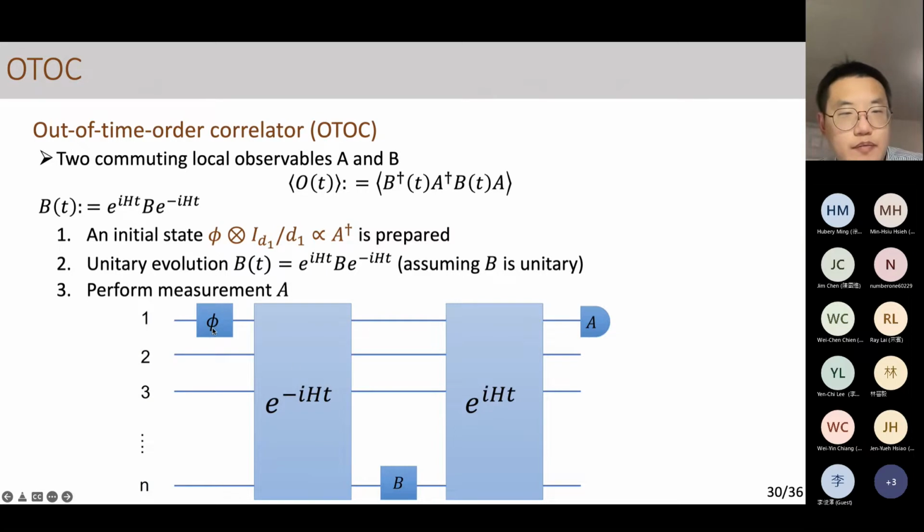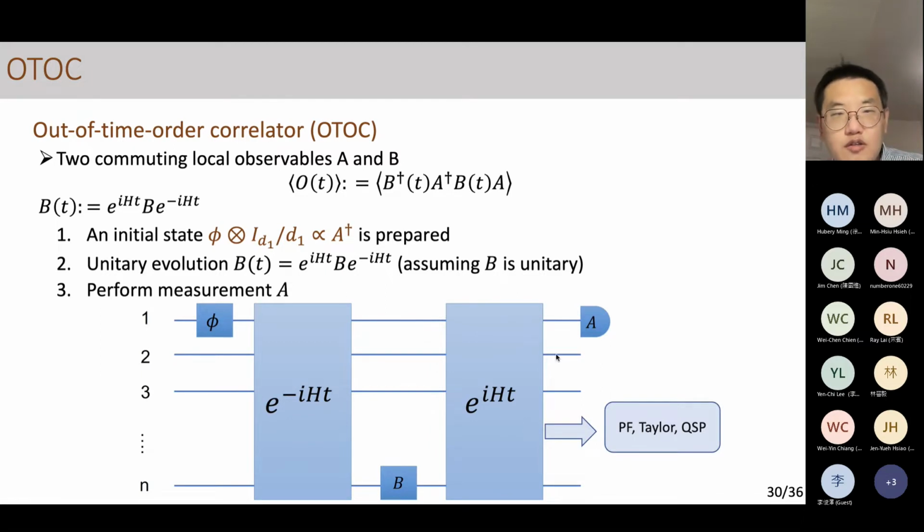Here you can see that the input state is phi tensor identity. So this is not a one design or a hard random input, but you can understand it as fixing the first qubit and randomly choosing the other n-1 qubits. It's kind of a random input over a subsystem. So our result can also be used in this case, the random input over a subsystem.